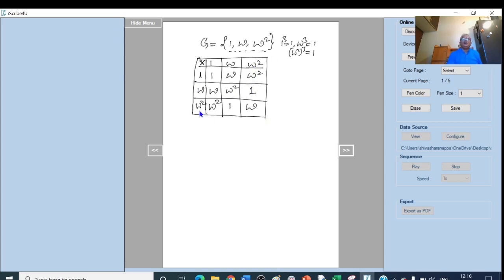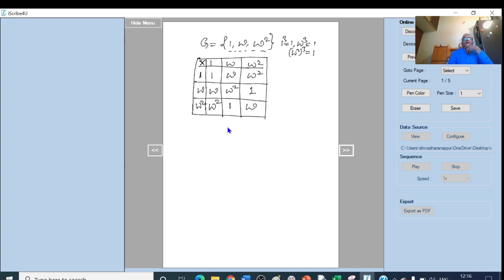And to find the inverse of omega square, come to this one here and move to the right till you get the identity. First, second, yes. I am getting the identity here. And I get the identity element here if I multiply omega square with omega. So that means here, the inverse of omega square is omega. So that means the inverse of each element exists.